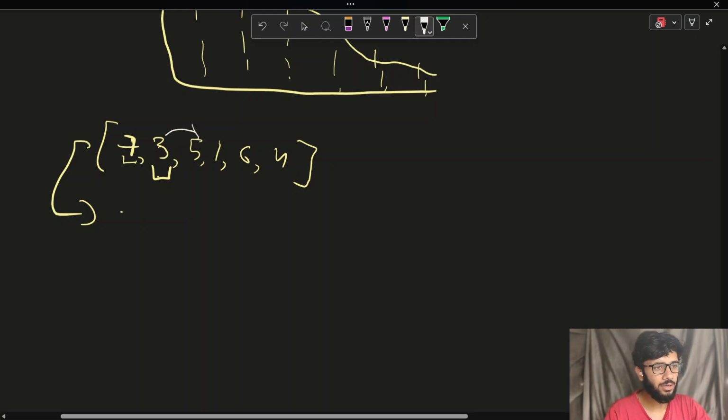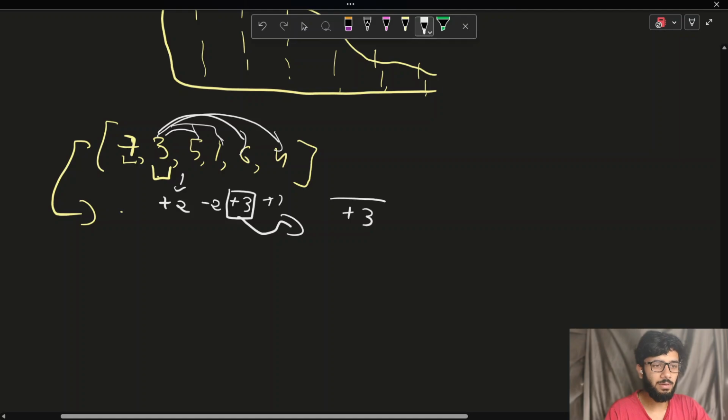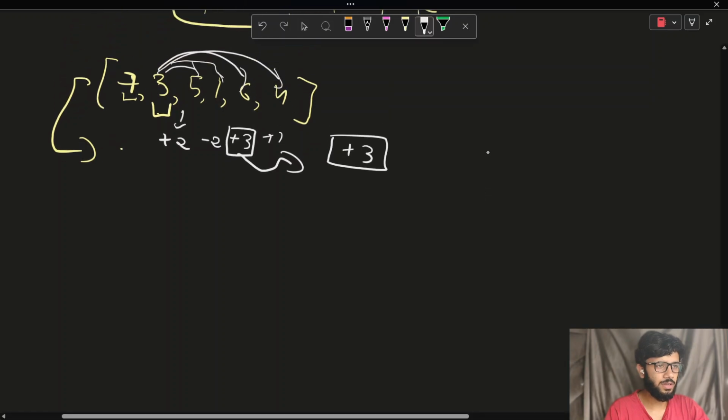So if we sell it on day three, now we will earn profit. It will be +2. If we sell it now, we will book a loss of -2. If we sell it now, we will earn +3. If we sell it now, we will earn +1. So +3 is the maximum profit which we have earned till now. Okay, good case for us.